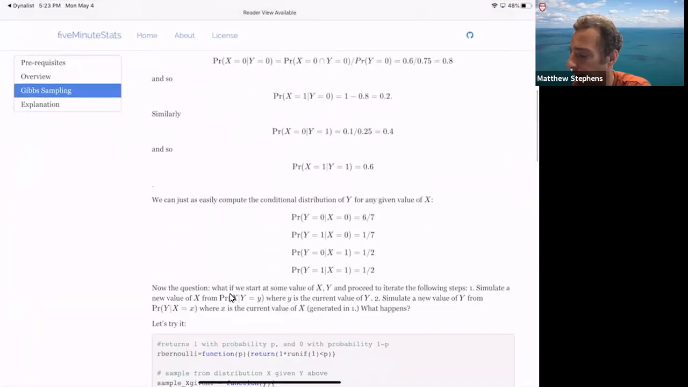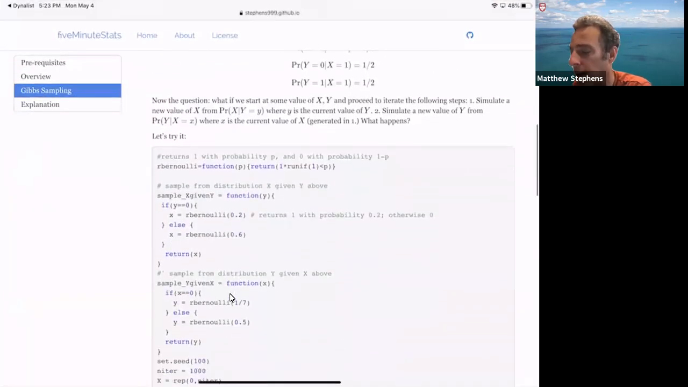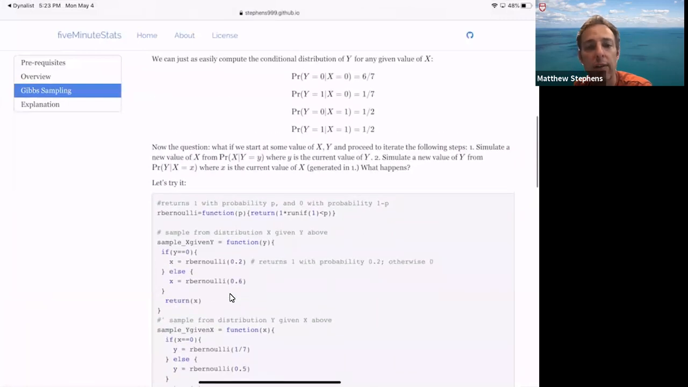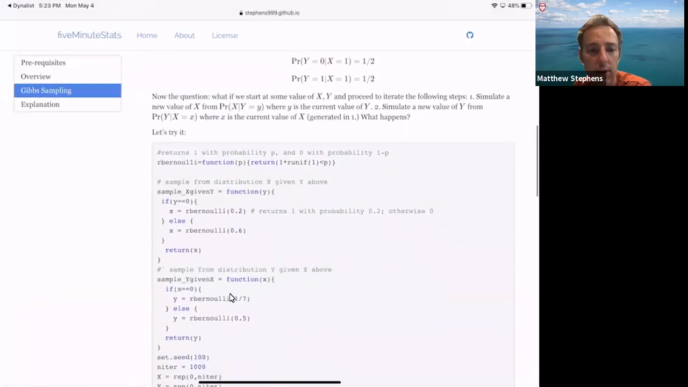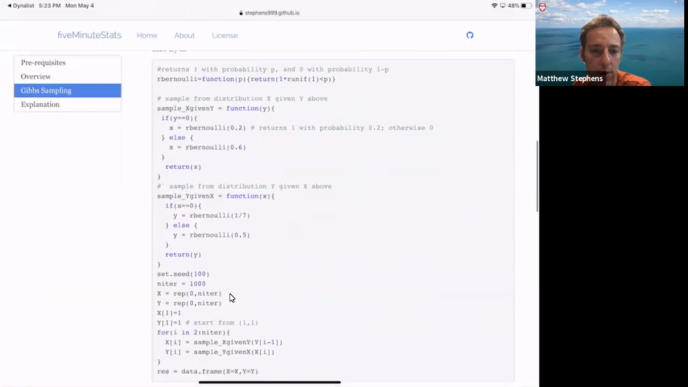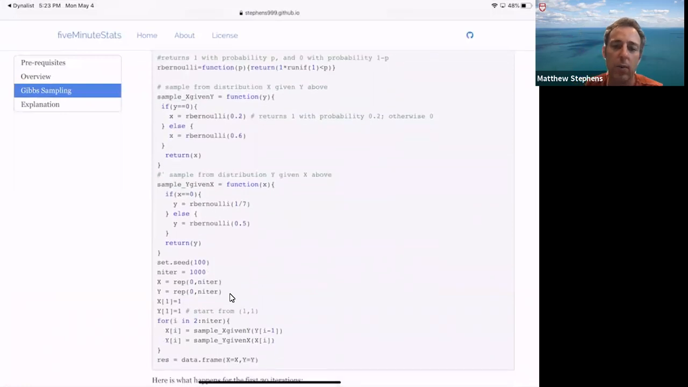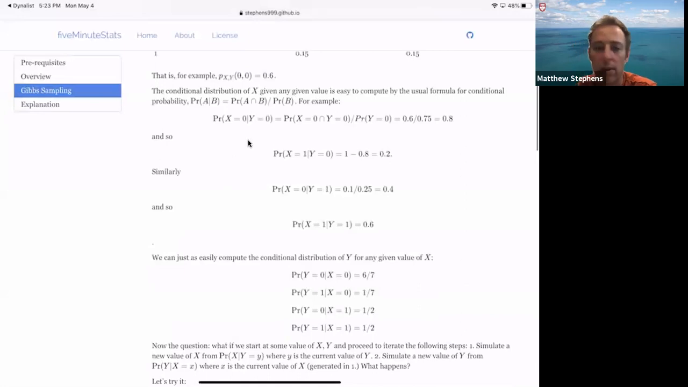So this is a Markov chain. And so here's what happens if we generate samples from that Markov chain. This is code to do that. We have this function here, sample x given y, which, if y is 0, you get a Bernoulli 0.2, and if y is 1, you get a Bernoulli 0.6. That just comes from these numbers up here.